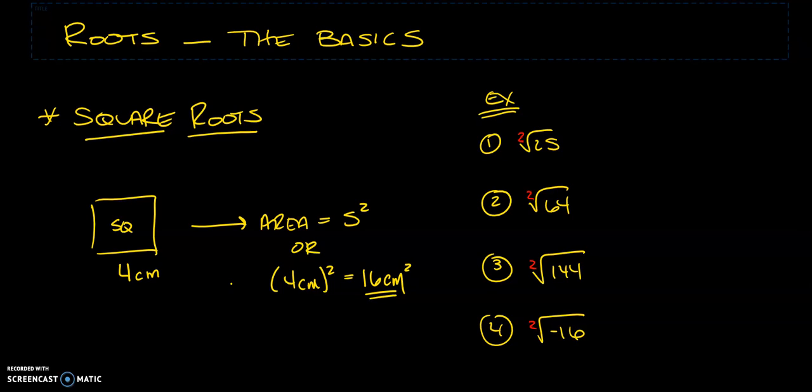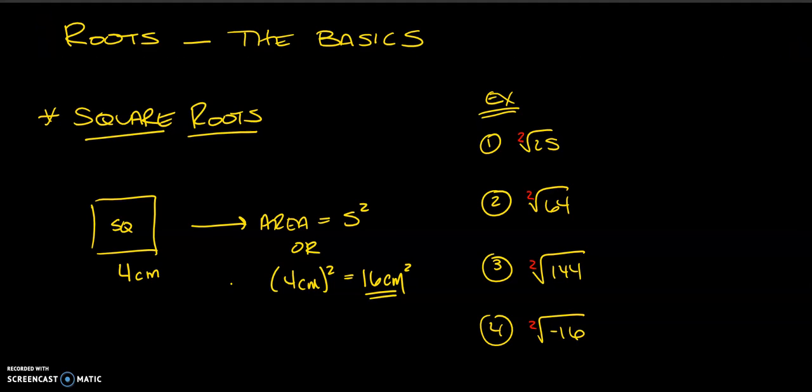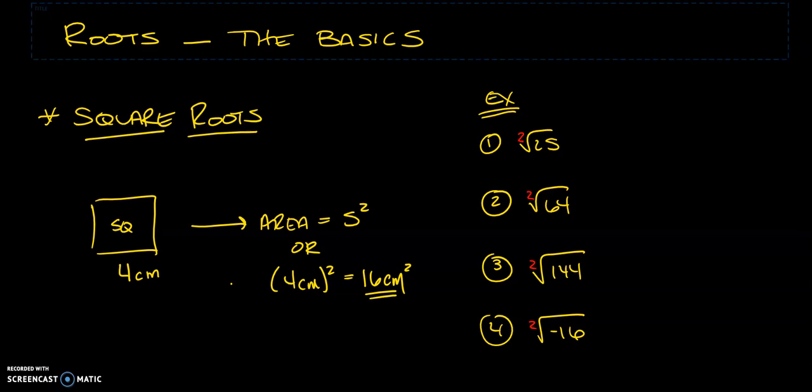You might see a 3 there. We call that a cubed root. You might see a 4 or a 5 or a 6 there. Now, we're not going to be dealing with any 4s, 5s or 6s, but we will be dealing with square roots and cubed roots. So let's look at a square root real quick.